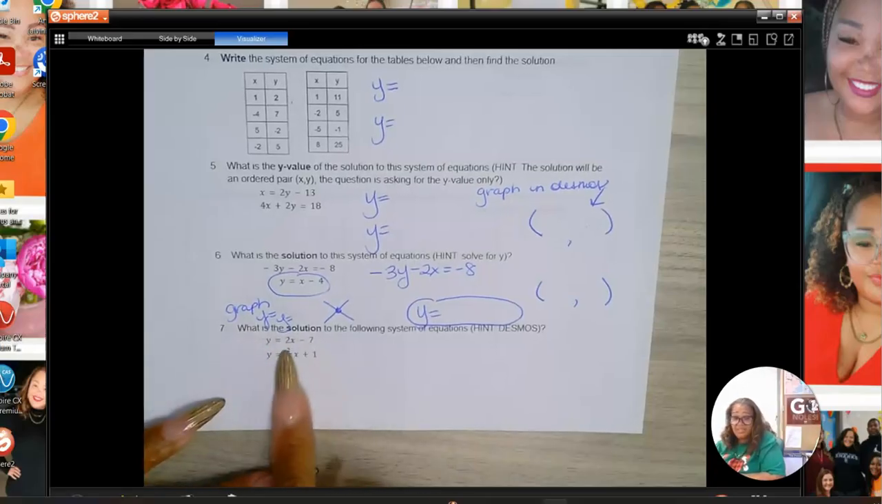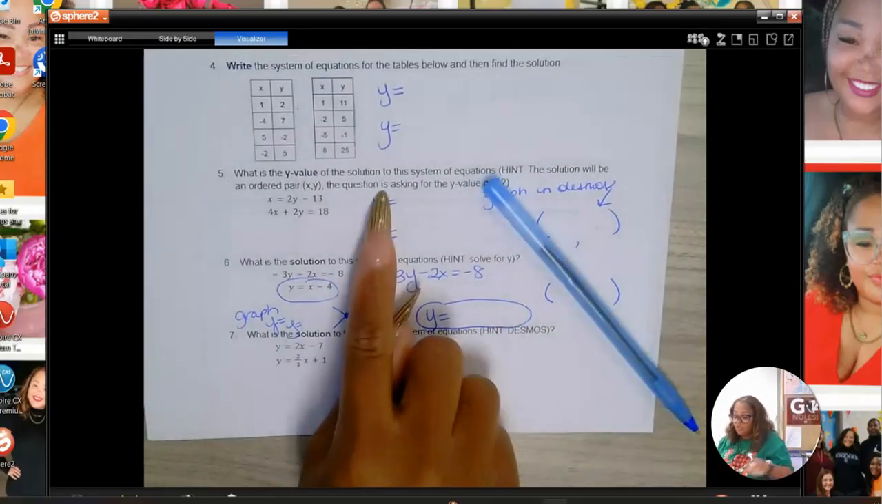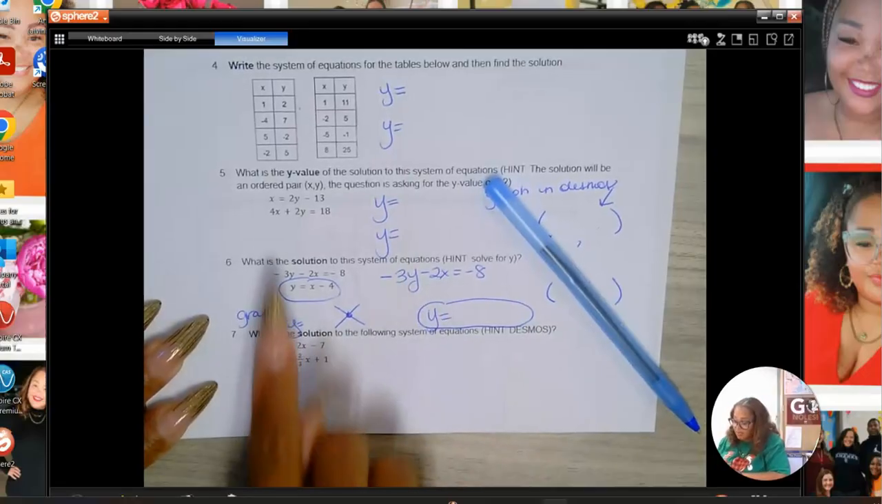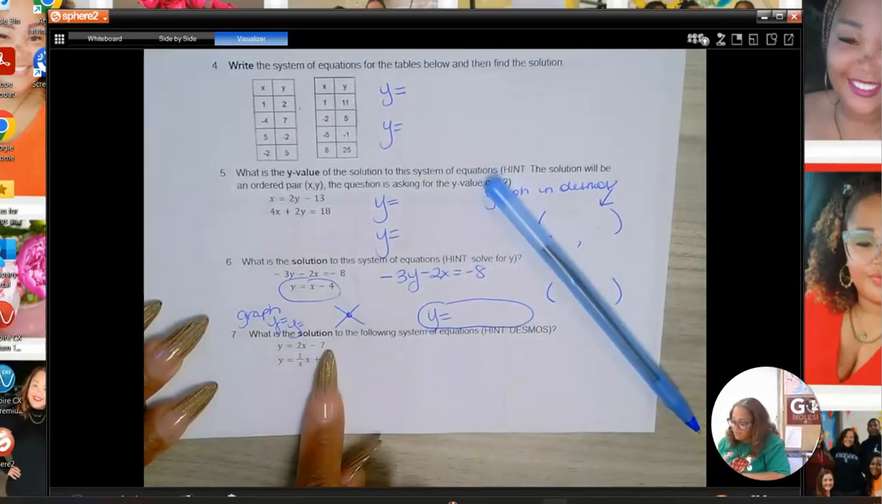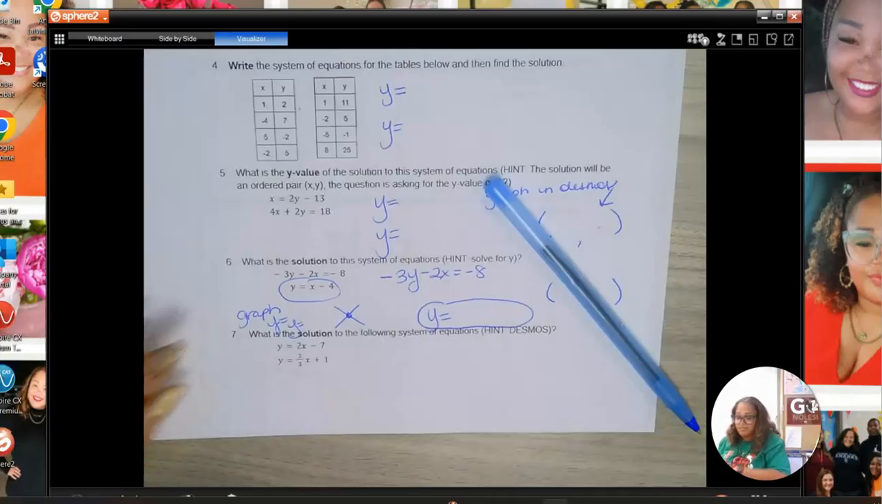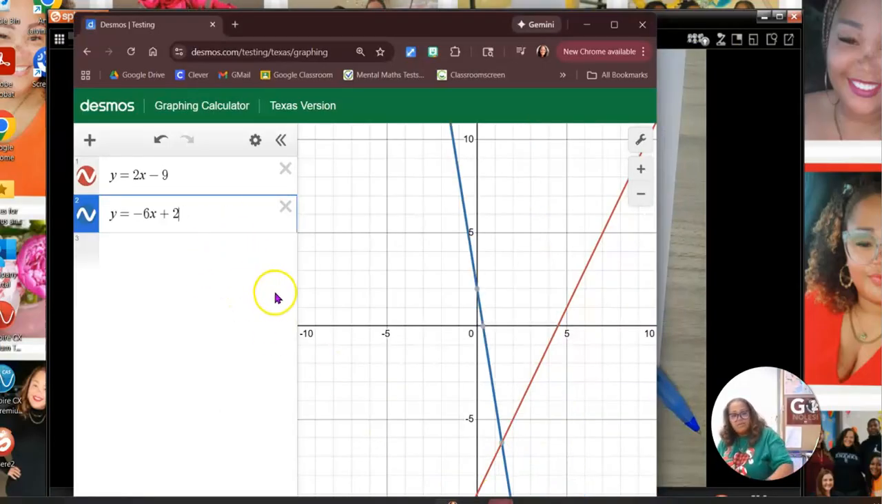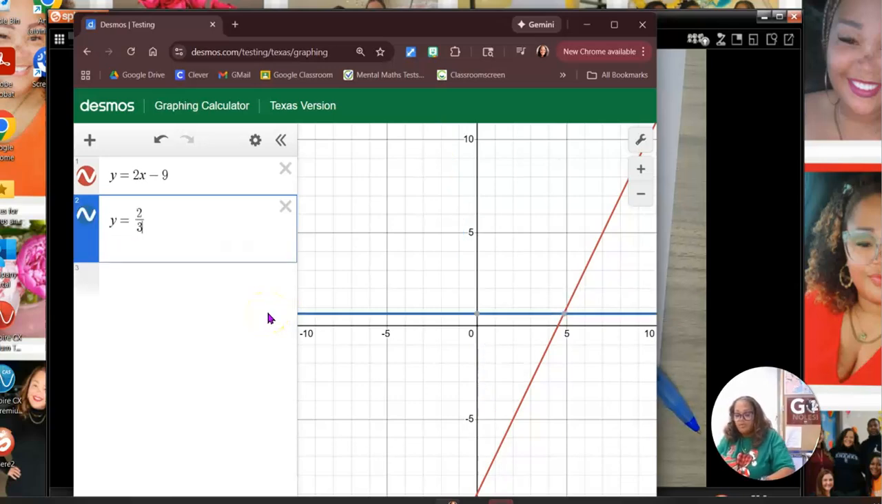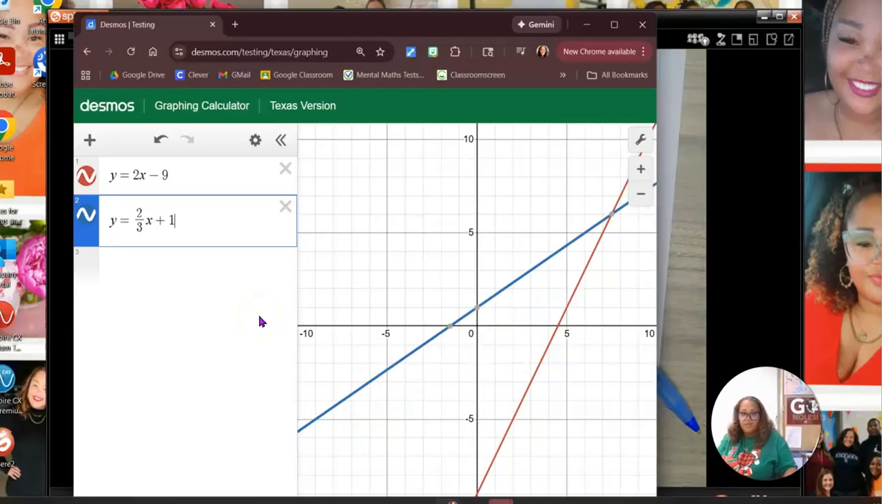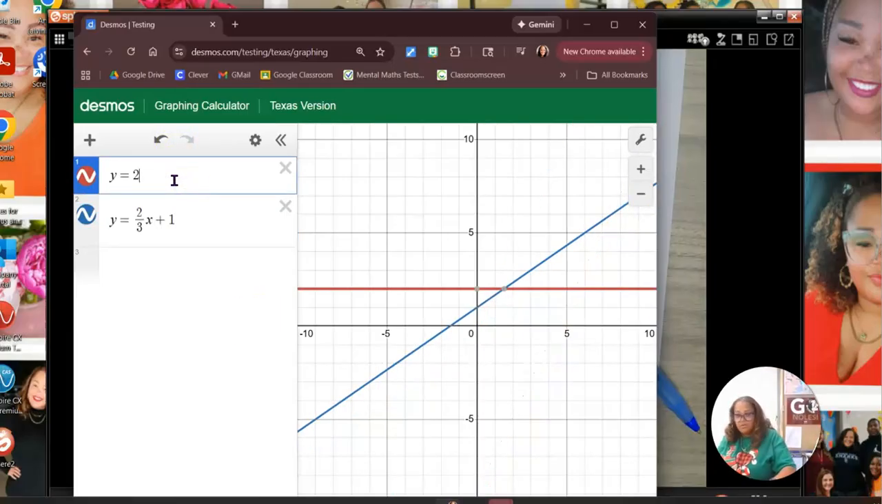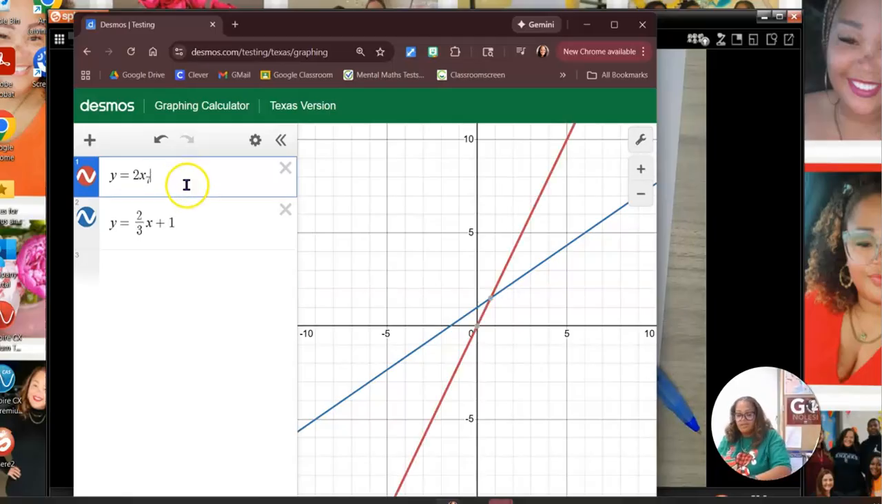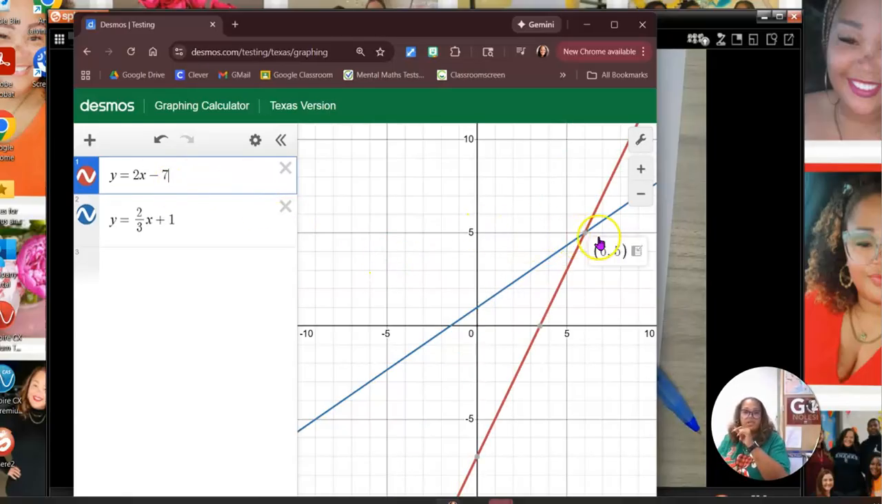Just like this. If I put these in Desmos, matter of fact, this is what you'll do. Once you get your 2 y equals, it's going to look just like this. For number 5 and 6, you're going to have a y equals 2x minus 7 and a y equals 2/3 x plus 1. Go to Desmos. This is the easiest one because y has already been solved for you. So y equals 2/3 x plus 1, and y equals 2x minus 7. Look at where they cross. 6, 5, that's my answer. Come write it down.